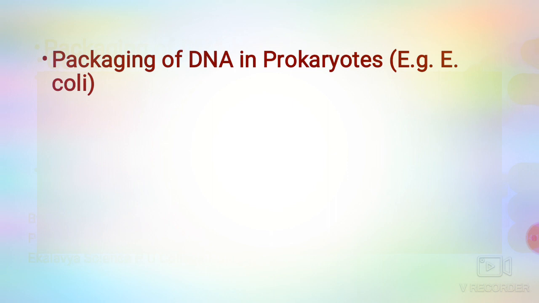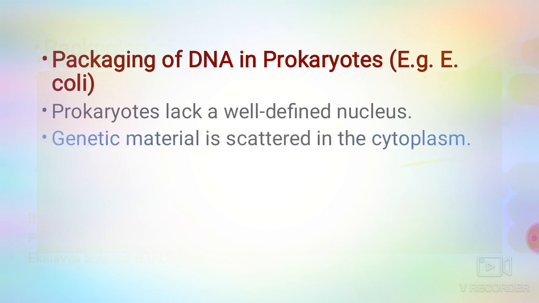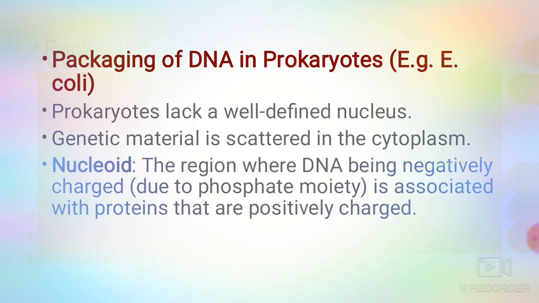For example, one of the bacteria, E. coli, which is Escherichia coli. They do not have a defined nucleus, or a true nucleus. Here the DNA is not scattered throughout the cell, but the genetic material lies in the cytoplasm. The prokaryotes lack a well-defined nucleus, but the genetic material is in the cytoplasm, because the genetic material is not scattered throughout the cell.